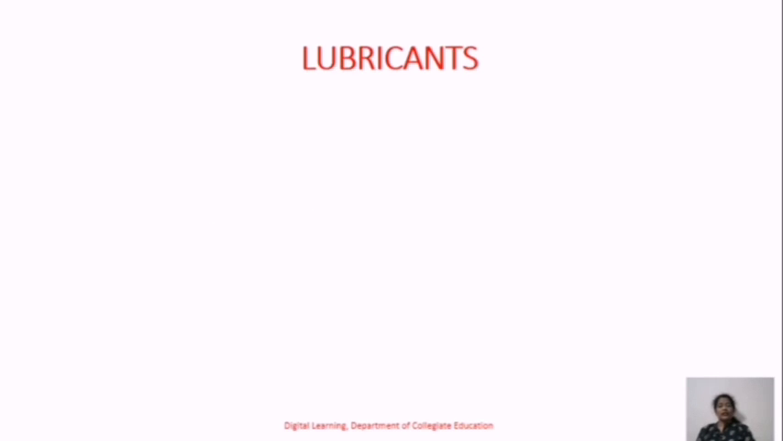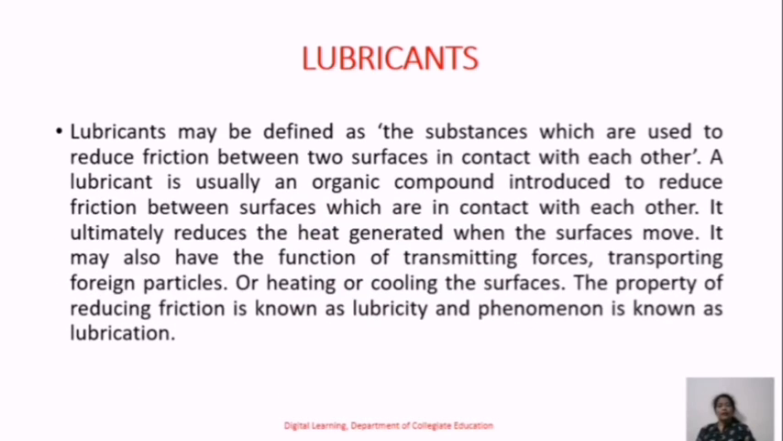So what do you mean by lubricants? Lubricants may be defined as the substances which are used to reduce friction between two surfaces in contact with each other. A lubricant is usually an organic compound introduced to reduce friction between surfaces which are in contact with each other. It ultimately reduces the heat generated when the surfaces move.